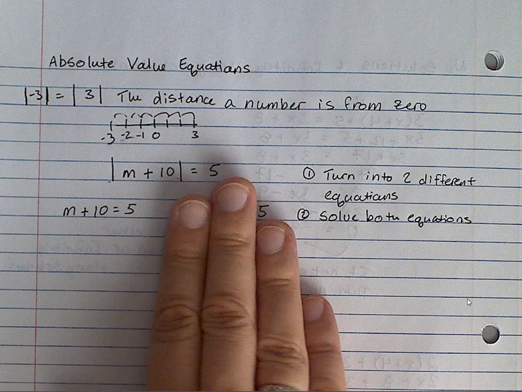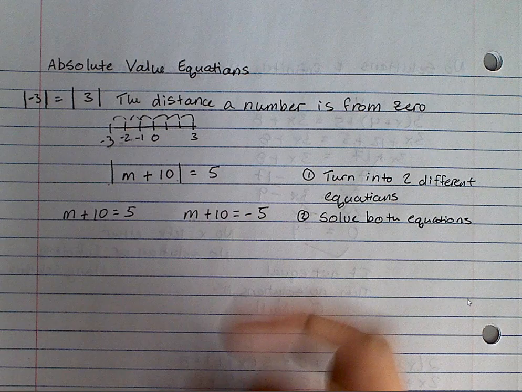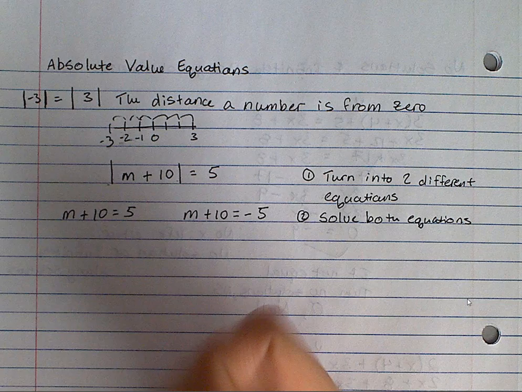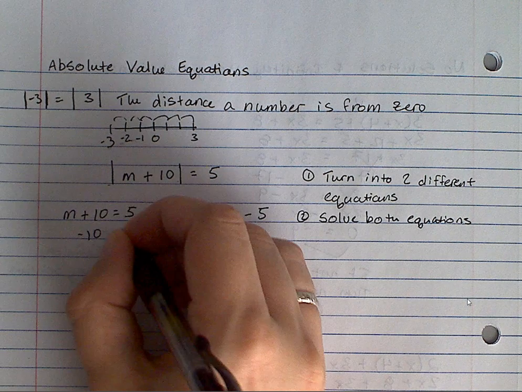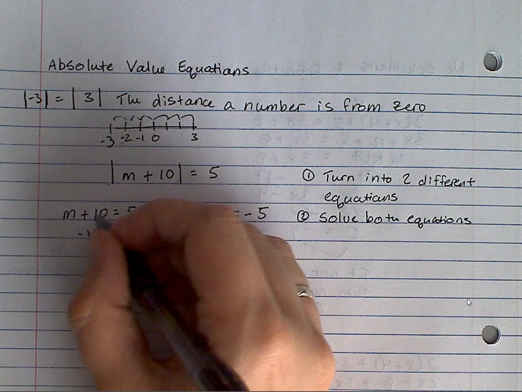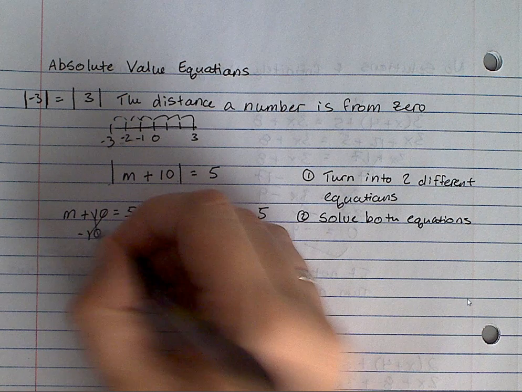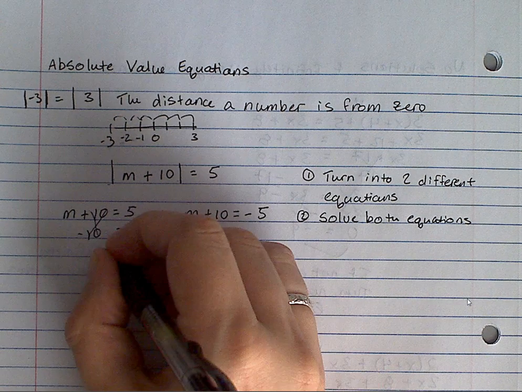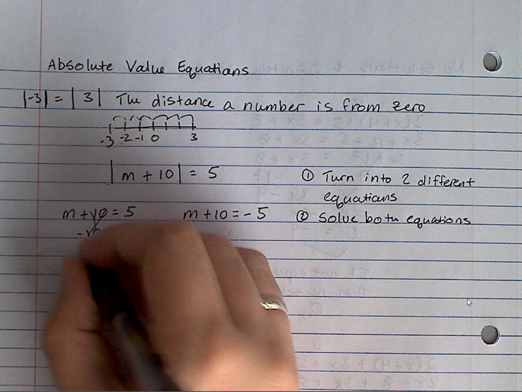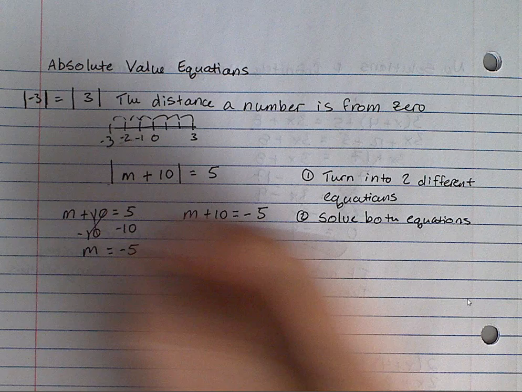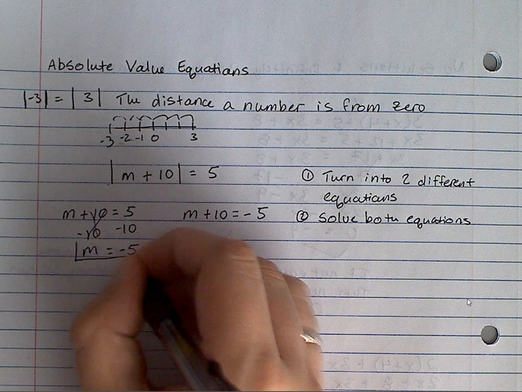Okay, so let's focus on just the one on the left here. How would I solve the one on the left? How would I undo plus 10? I'm going to minus 10 from both sides. So minus 10, minus 10. This goes away. And then what's 5 minus 10? Negative 5. Okay, cool. And then this is just m equal to negative 5. So there's one solution.